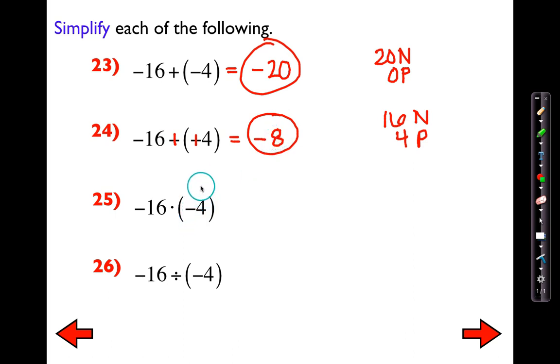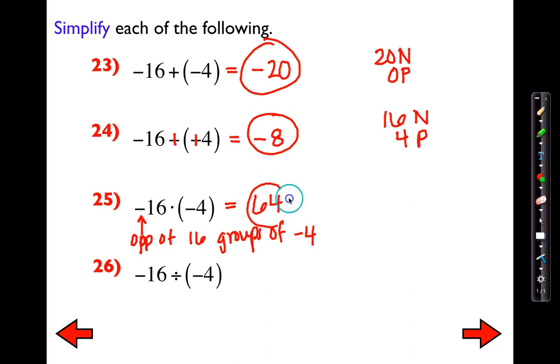Here, if you recall from the previous lesson, we did note that a negative times a negative is a positive. Or if you're not comfortable with that yet, we can think of this as the opposite of 16 groups of negative 4. If we have 16 groups of negative 4, that's going to give us negative 64, but we take the opposite of that, which is going to give us a positive 64. So the product of negative 16 and negative 4 is 64.